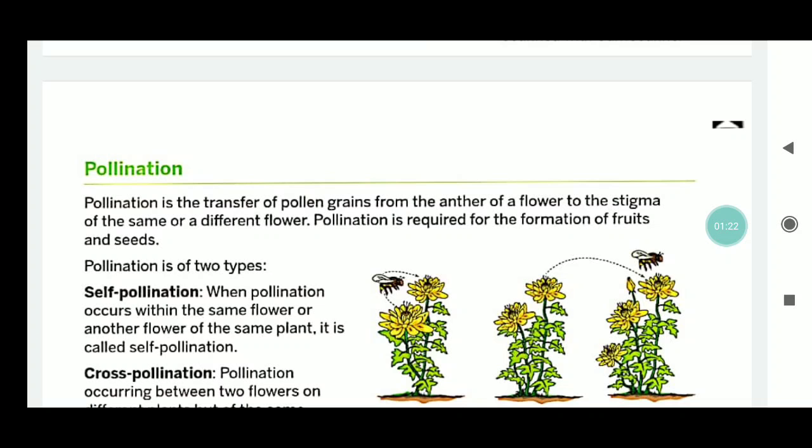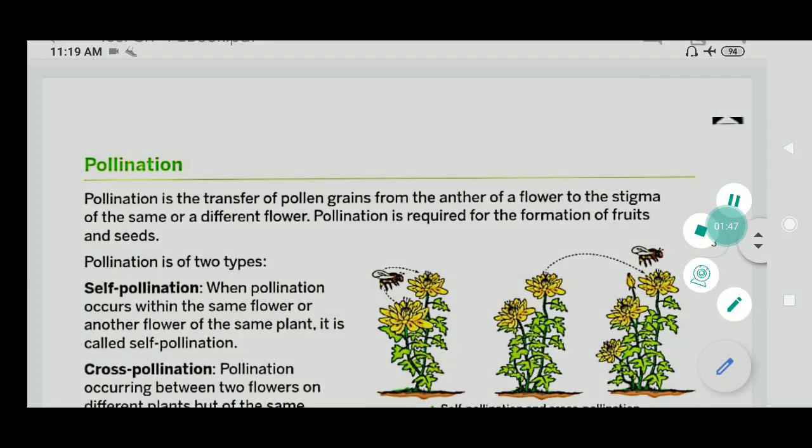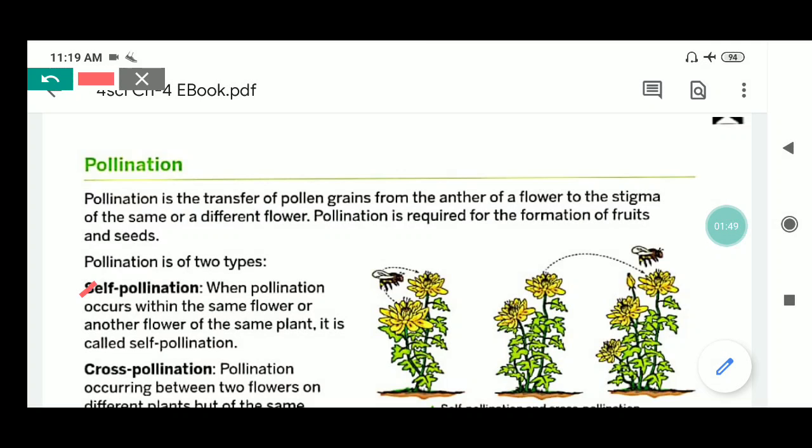Pollination is the process in which pollen grains from an anther are transferred to the stigma of the flower. For pollination to be successful, the pollen grain transfer must be from a flower of the same species. Now we will discuss types of pollination. There are two types of pollination. What are they? Self-pollination and cross-pollination.